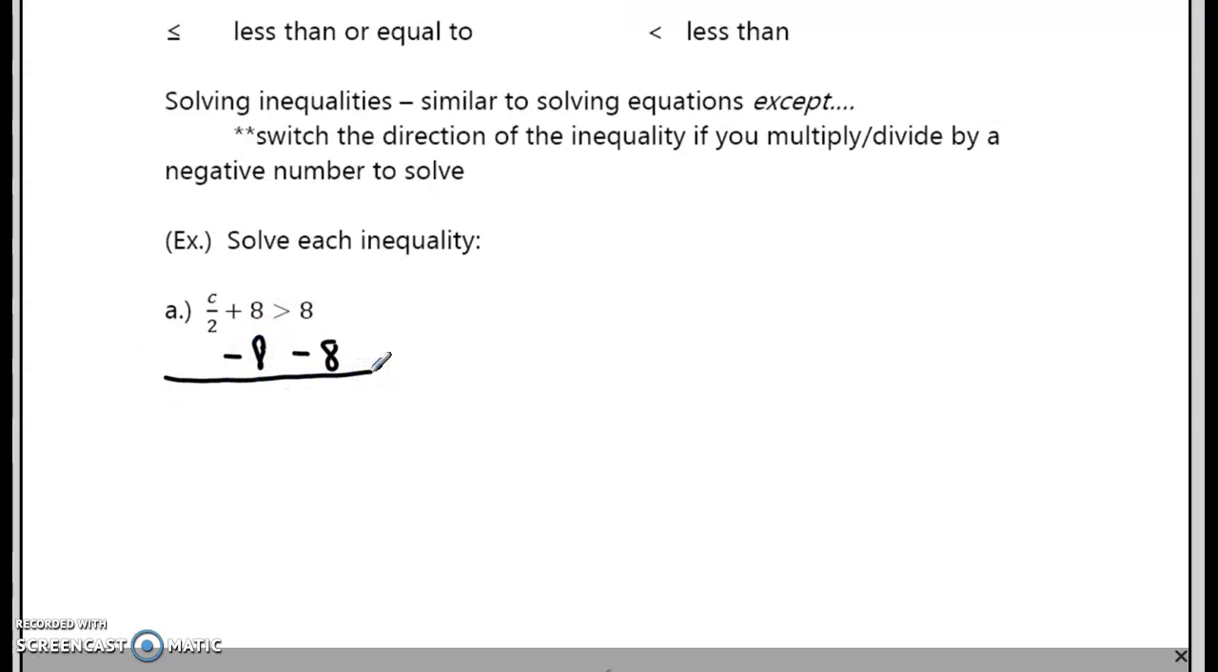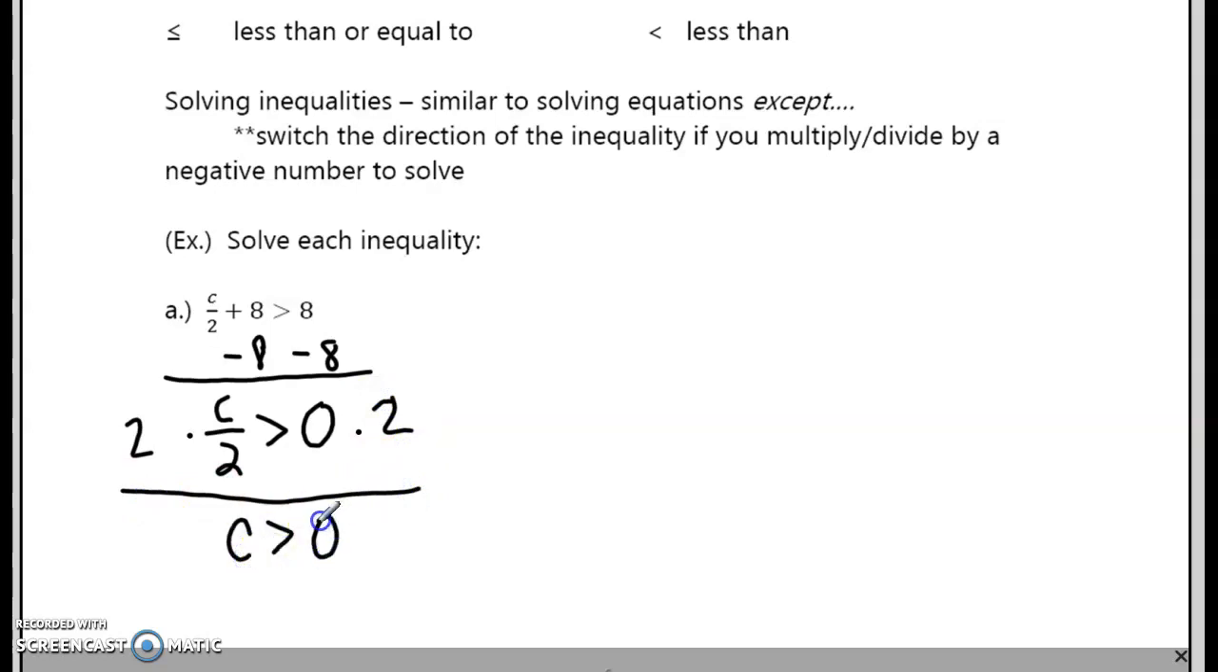And I still want to see the line of your work. So then on the left, I get c over 2. I still keep that inequality is greater than, whoops, what's 8 minus 8? 0. Now we need to get rid of that 2 to isolate the c, and c is being divided by 2, so the opposite operation of dividing would be to multiply. So I'm going to multiply both sides by 2. And that's going to give me c is greater than 0.